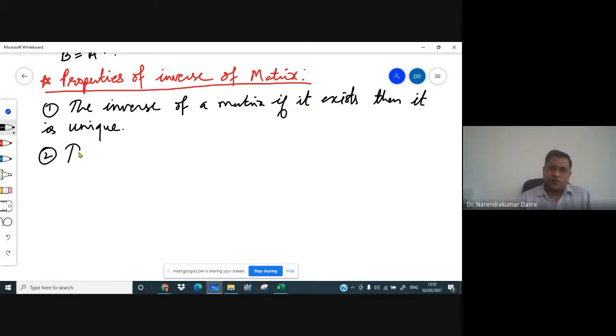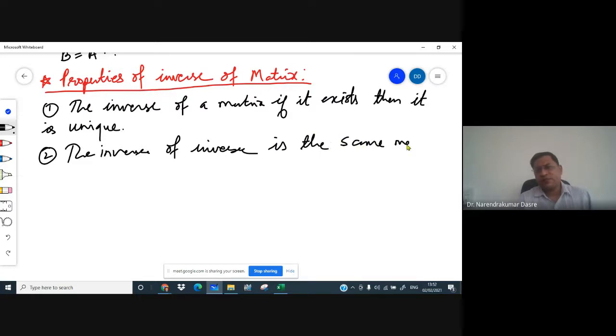Second, we have the inverse of inverse is the same matrix. So please read carefully. I am taking inverse 2 times. So inverse of inverse. So I already have A inverse and I am taking its inverse. So I'll be having the same matrix A. So A inverse inverse is equal to A again.